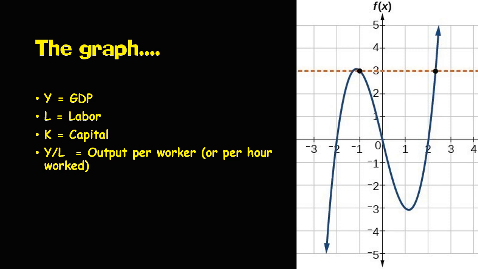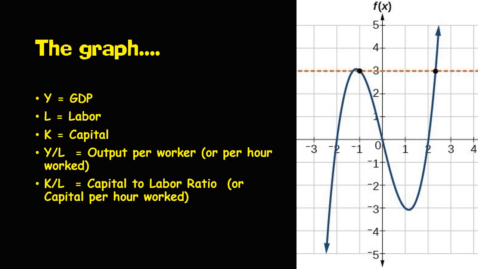Y divided by L is output per worker. It's that thing that we want to grow, right? It's that labor productivity, that the higher it is, the better off we are. So it's output per worker, output per hour that workers work. And K over L is the capital to labor ratio, which is the amount of capital we have per worker per hour that the workers work.